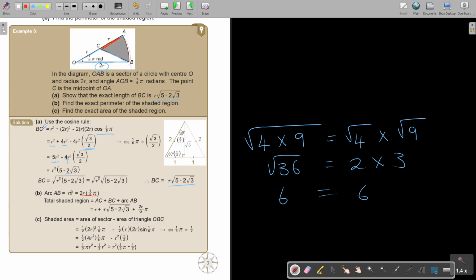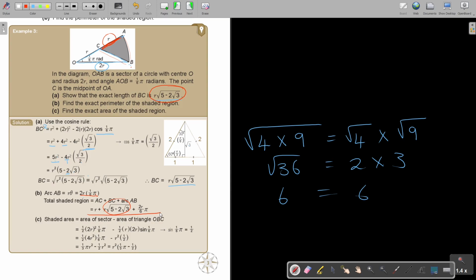There is the AB. Do you see? And then AC was that r. And then BC was the one they gave me. So basically, AB is just 2r over 6 pi. And you leave it like this. It's an expression. Okay.